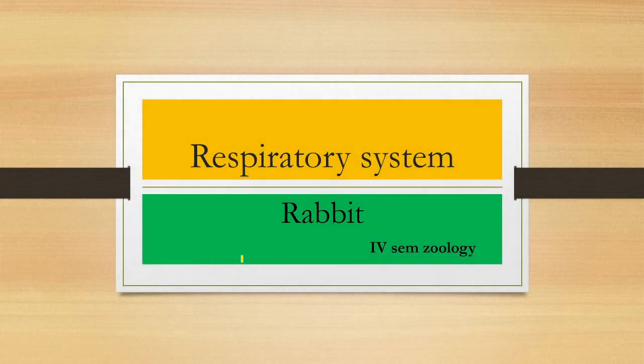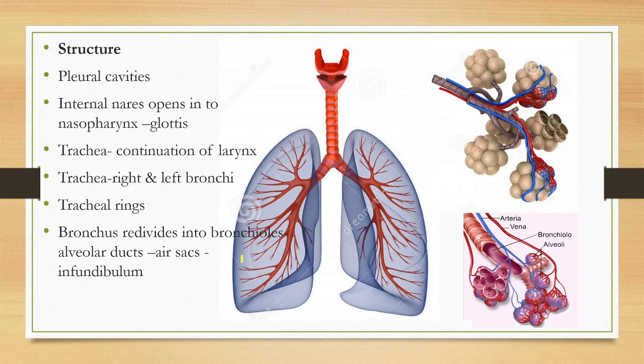Respiratory system of rabbit. Let's see the structure. The lungs are enclosed in a cavity called pleural cavities.